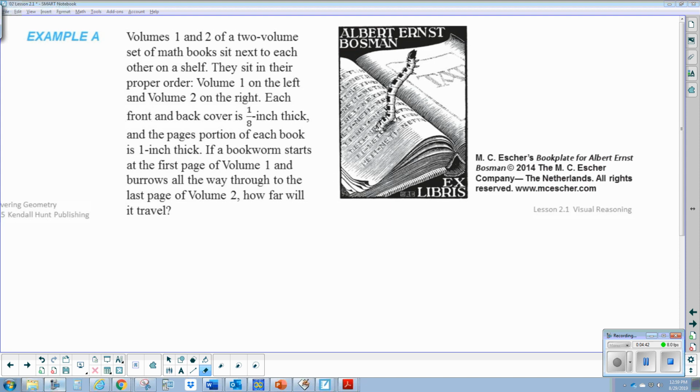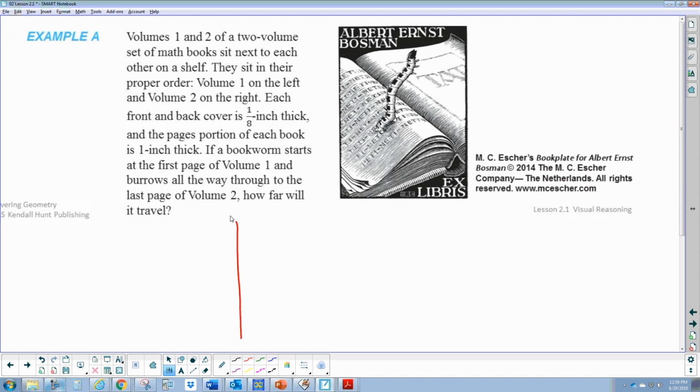So you should have already drawn a picture, and some of you maybe already solved the problem, but now let's think a little bit more in detail about our pictures. It says that we have volume 1 and volume 2 math books sitting next to each other on a shelf. So let me just sketch that out. Here's a math book, and here's another math book. They're next to each other on a shelf. This can be volume 1, this can be volume 2. Volume 1 is on the left and volume 2 is on the right, so they're in order.